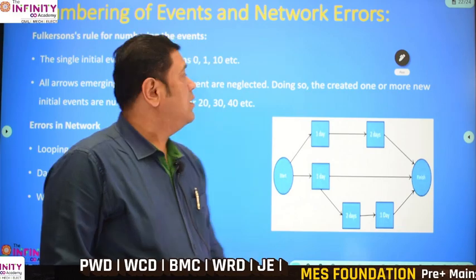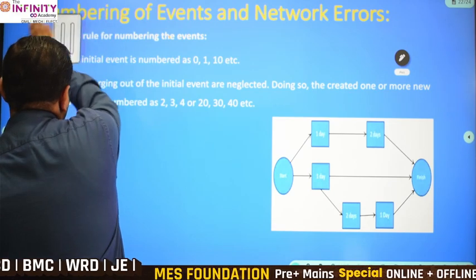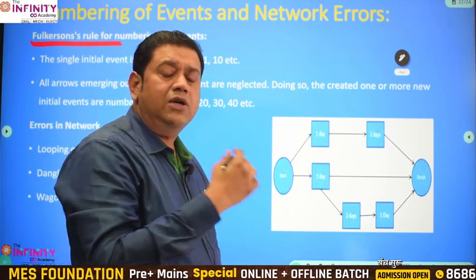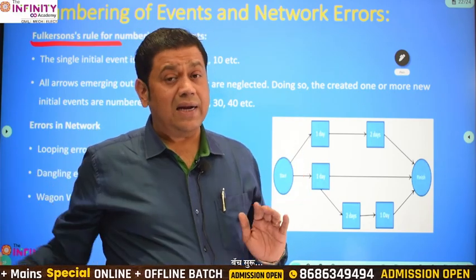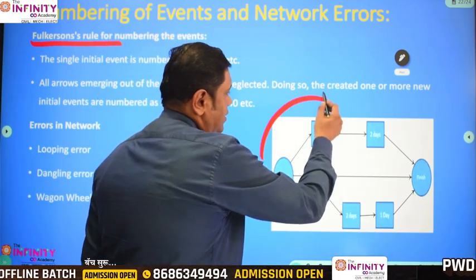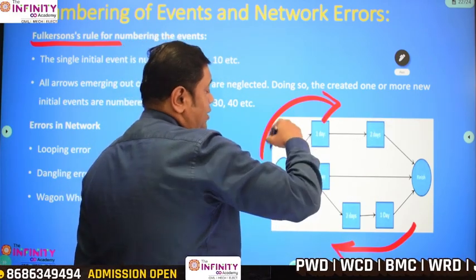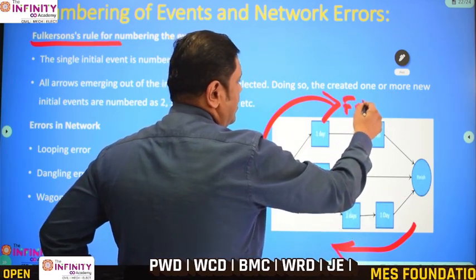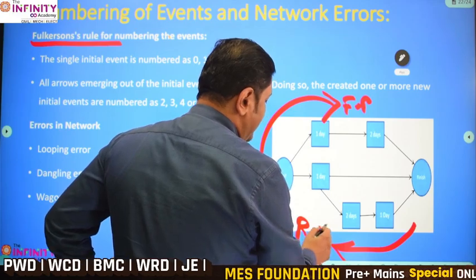Numbering of the events. As per Fulkerson's rule, Fulkerson being one of the thinkers in network analysis, he always suggested that the network should be taken into the forward pass, meaning the information or the time should travel from left to right. This is the forward pass, and this is a reverse pass. If you start calculating the duration from left to right, then this is forward pass. If you start calculating the duration from right to left, then this is called reverse pass.